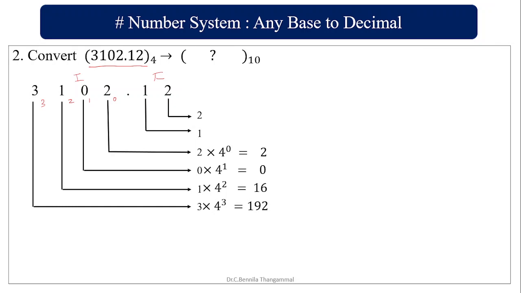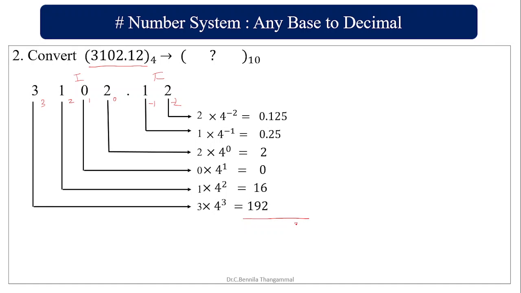So after this, I'm going for the fractional part. So the fractional positions are going to be minus 1 and minus 2. So it's going to be 4 power minus 1, which is equal to 0.25. 4 power minus 2 into your 2 is going to be 0.125. Now add all the values here.